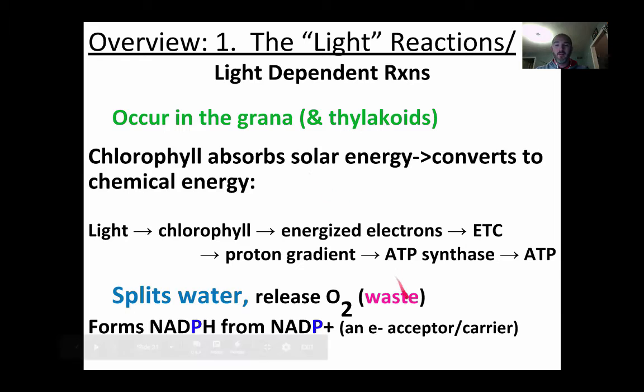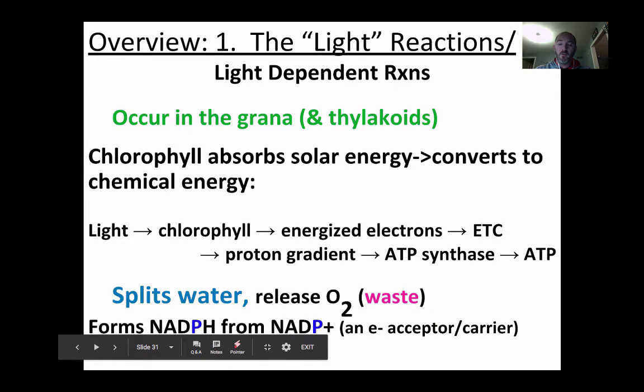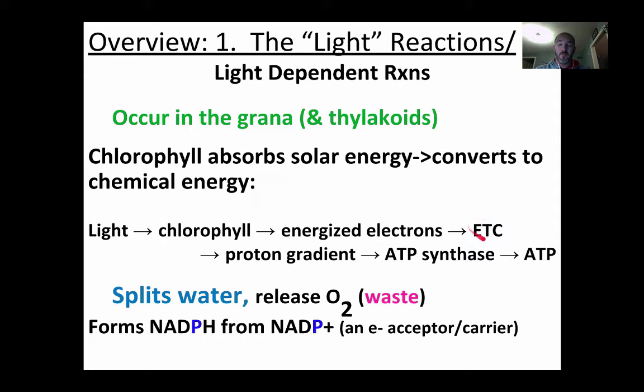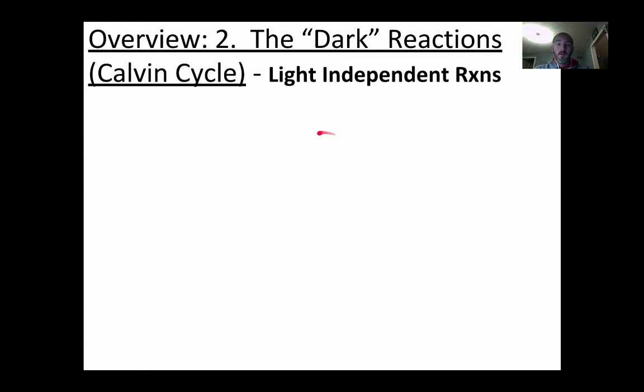This is an electron acceptor. It'll be carrying two high energy electrons with it, and these will be the final acceptor of electrons as they move through the electron transport chains. The dark reaction then is known as the Calvin cycle. We'll probably refer to it as the Calvin cycle from here on out, and these are light-independent reactions.